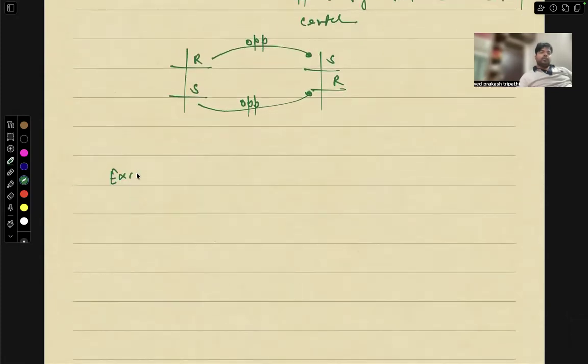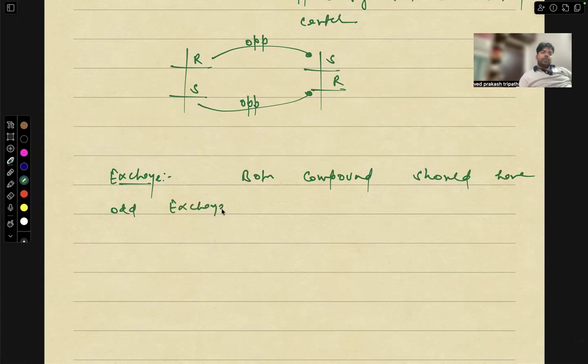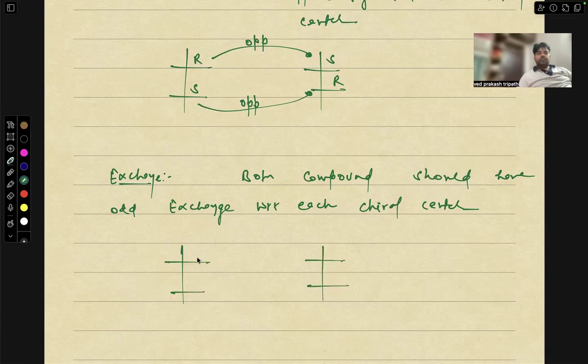Next, exchange method. Both compounds should have odd exchange with respect to each chiral center. Like this. This to this odd, this to this one is odd. So this kind of relationship is known as enantiomer because we have odd exchange.